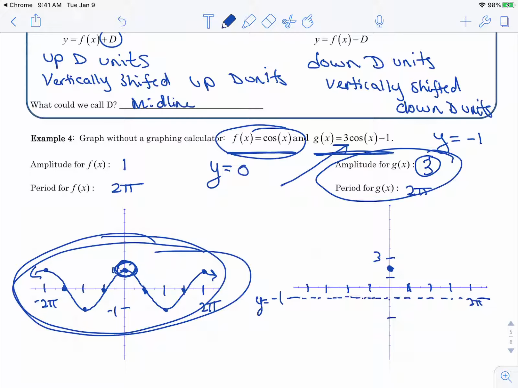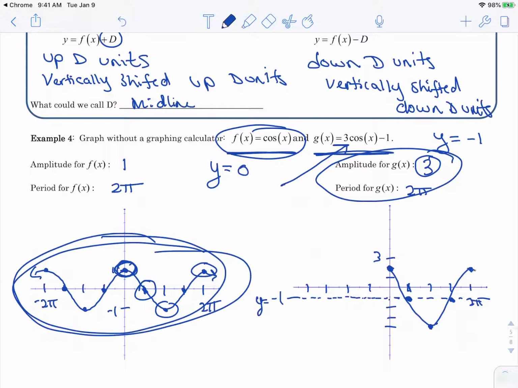Then my next point, I hit my x-axis, but this time I'm going to hit it here because it got shifted down a unit. My next one is a low point, so from my midline I have to go down 1, 2, 3. I hit my axes again, and then at 2 pi, it's a high point. So from there I'm going to go up 1, 2, 3. So here is 1 period.